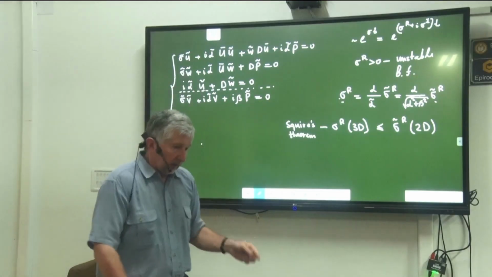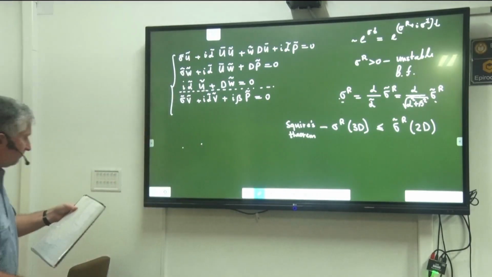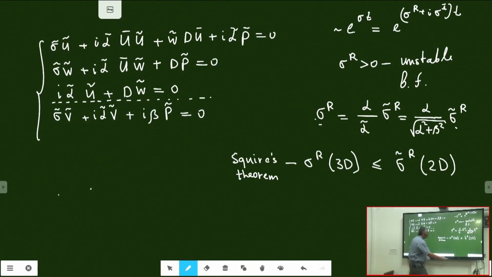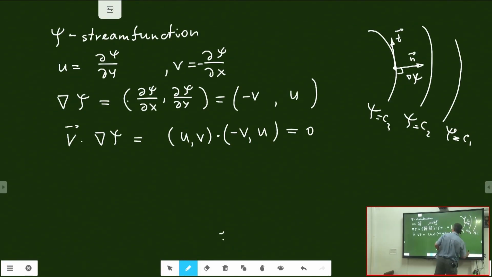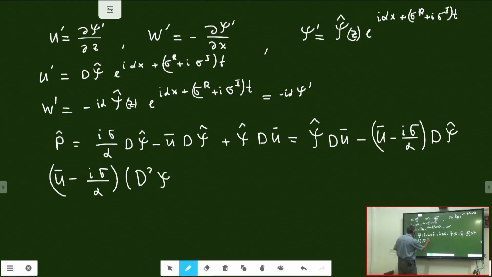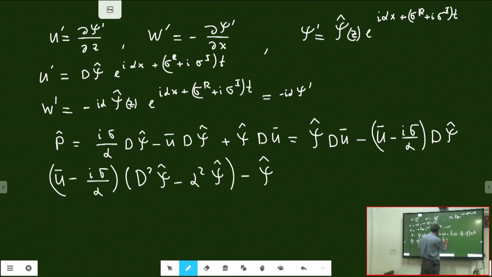Okay, so let me just maybe write the last thing. If I do what I just described, take this, substitute it there, ignore this, we will get the final result, which reads like that: u bar minus i sigma divided by alpha, multiplied by d squared psi hat minus alpha squared psi hat, minus psi hat d squared u bar is equal to 0.